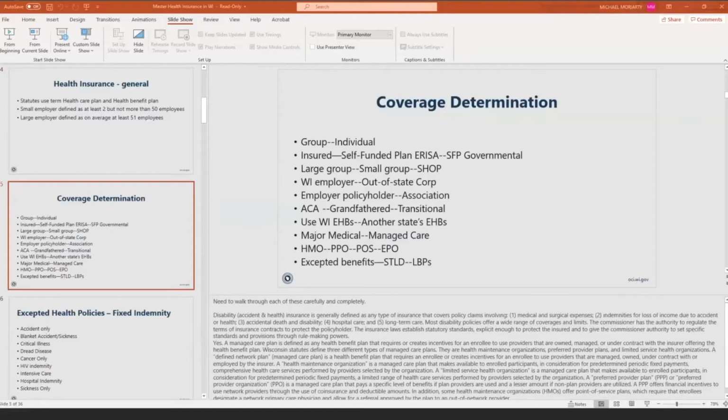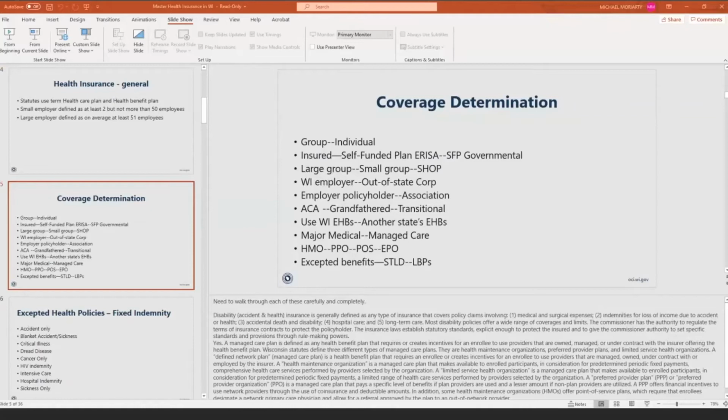Wisconsin employers or out-of-state employers who may have a presence here. So a company may be headquartered in Connecticut, but have a base of their operations here in Wisconsin. And again, as long as they're selling a product and the persons are in Wisconsin, we're going to be looking for them to comply with Wisconsin insurance laws.